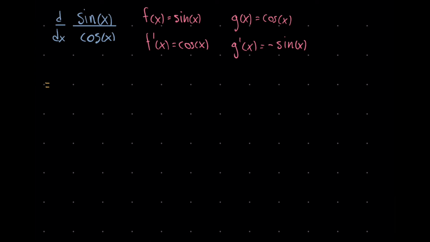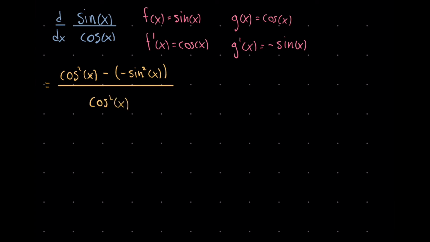And so in the numerator, we have f prime x times g of x. So that's cosine x times cosine x, or just cosine squared x, and minus, we have sine x times minus sine x, so that's going to be equal to minus sine squared x, and all over the denominator squared, so cosine squared x. And notice how in the numerator we have a double negative, so that becomes a positive, so we have cosine squared x plus sine squared x all over cosine squared x.